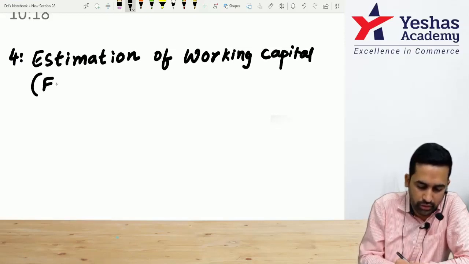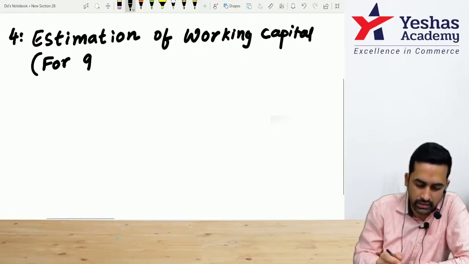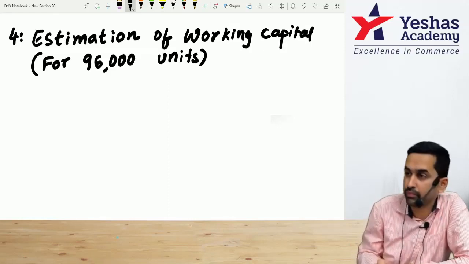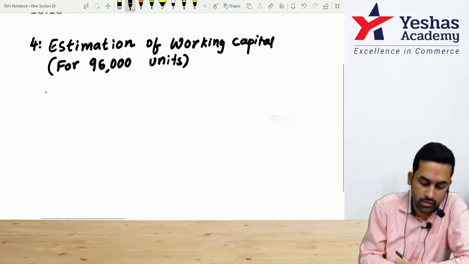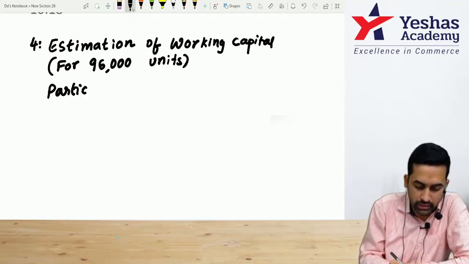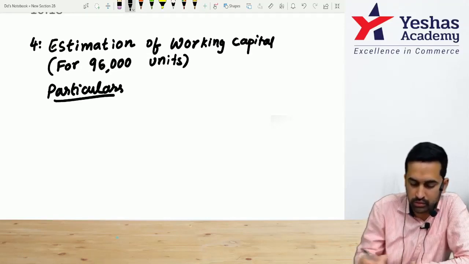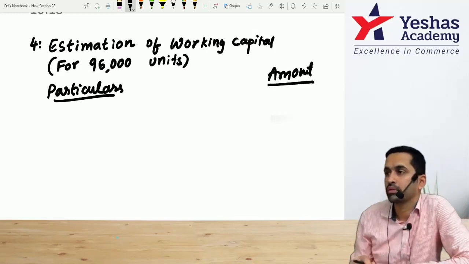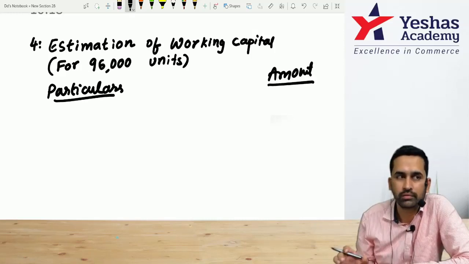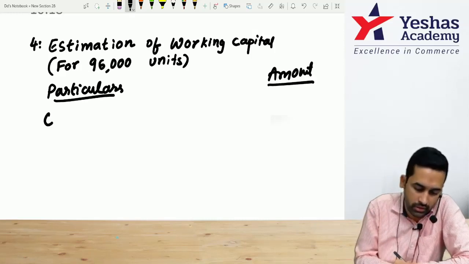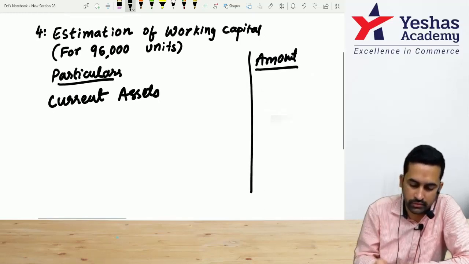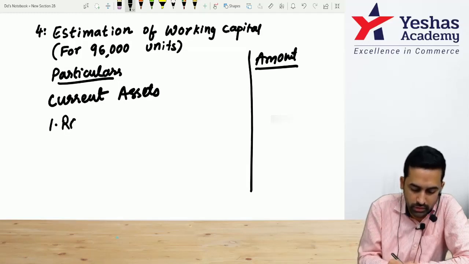In bracket, for 96,000 units. Make two columns, particulars and amount. First, current assets. In that, first one is raw material.